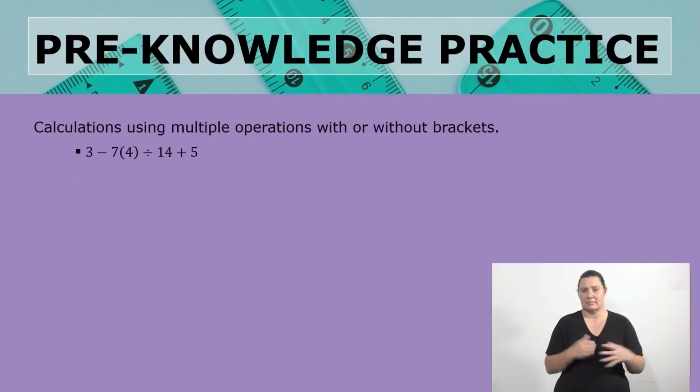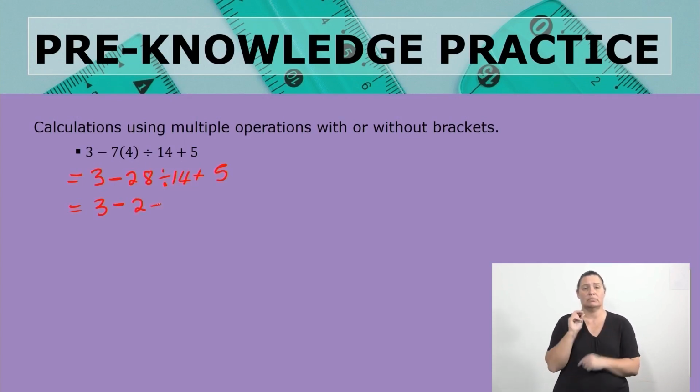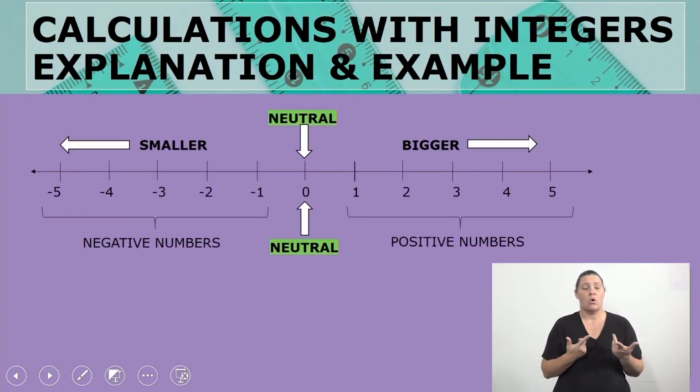So let's start with this one. When we are working here, we are going to say this is 3 minus, now remember that 7 times 4 divided by 14 is one term. So we need to work that out first. 7 times 4 is 28. When we divide that by 14 and we add the 5. So 28 divided by 14 gives us 2. Then we say 3 minus 2, which is 1, and we add the 5. Our answer is going to be 6. I hope you remember how to do that. So we are going to deal with that later on in the lesson.